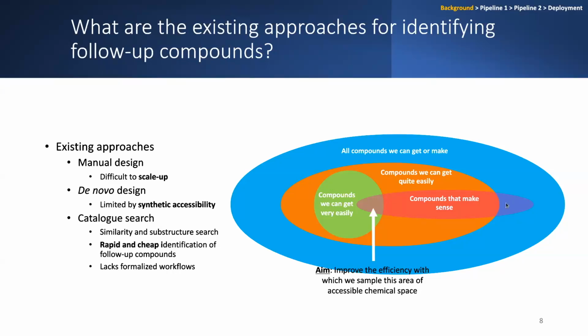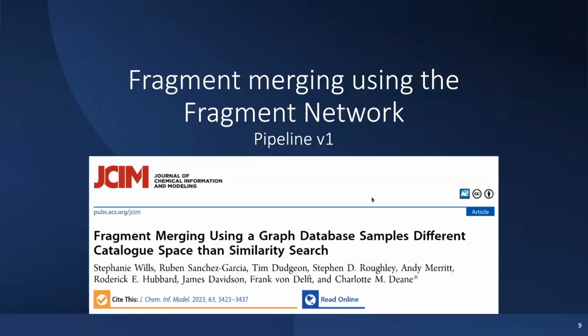So the way we can think about this in terms of this diagram is, in the center, we have compounds that we can get really easily, things that are in the catalog that are very synthetically accessible. And we have the compounds that actually make sense for the target. So what we want to do is to improve the efficiency with which we sample this area of accessible chemical space. So this leads me on to our paper, which looks at performing fragment merging using the Fragment Network.